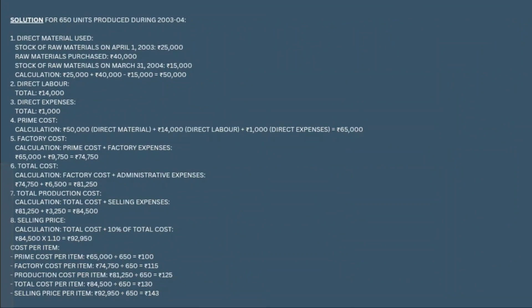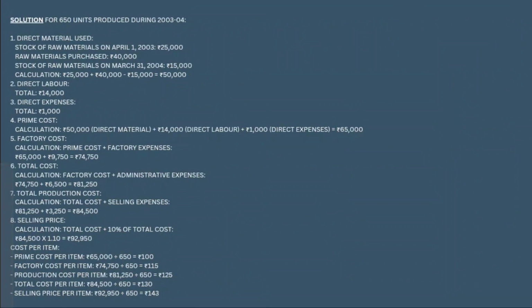81,250 rupees. Total cost of sales. Total production cost plus selling and distribution expenses. That is 81,250 plus 3,250, that is 84,500. Selling price. Selling price equals total cost plus 10% profit. That is 84,500 into 1.10. That equals rupees 92,950.